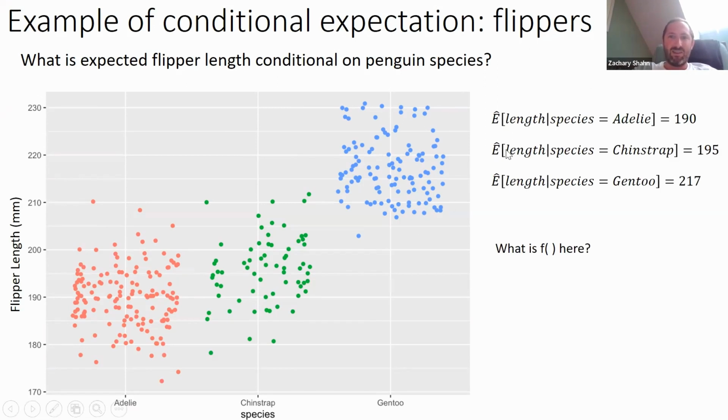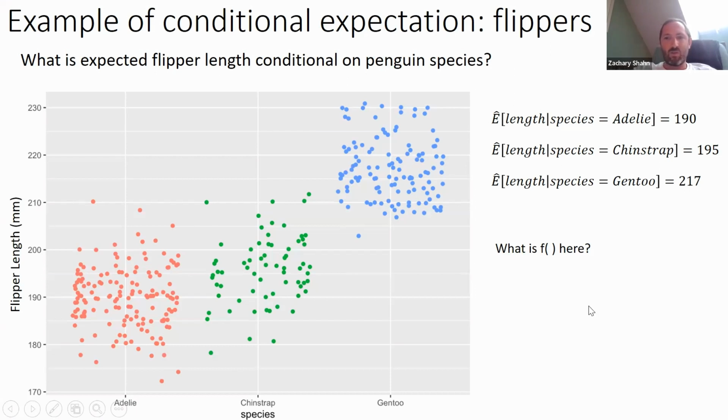So the estimate of the conditional expectation of flipper length, given that the species is Adelie, is just 190, which is the center of the dots of the Adelie penguins, right? And with Chinstrap, it's 195, which is also the center of the dots. And with Gentoo, it's 217. And again, center of the dots, just the average of the dots.